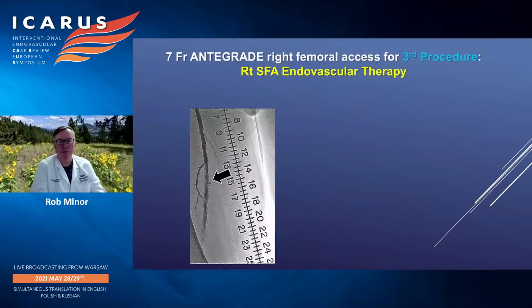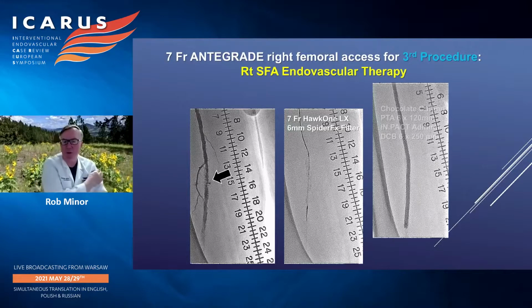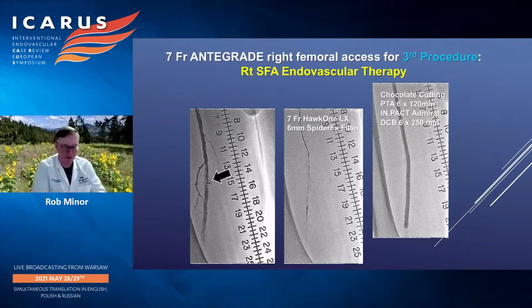For the final procedure, the patient returned for antegrade right femoral access for treatment of the heavily calcified right SFA. Vessel prep again performed with the atherectomy device and spider filter protection. Final treatment involving a Chocolate cutting balloon to further expand the calcified disease in the artery, followed by a drug-coated balloon.